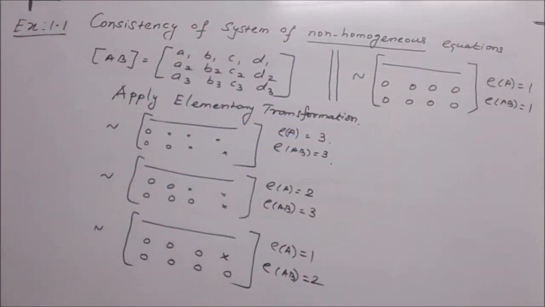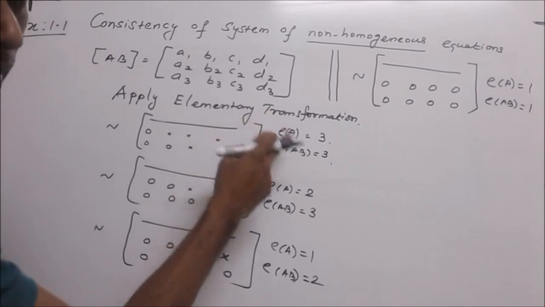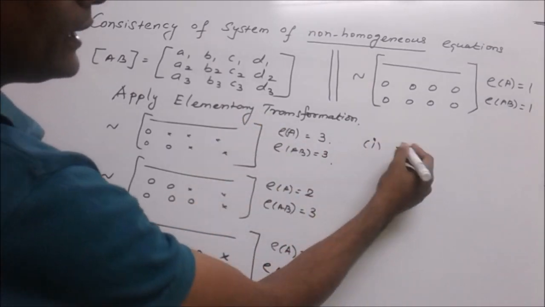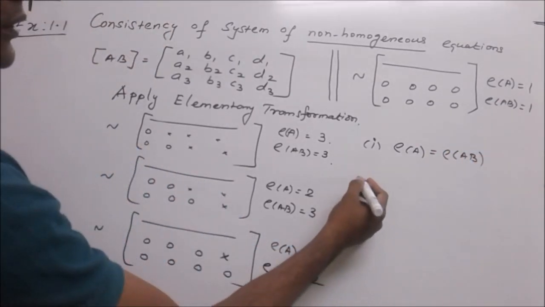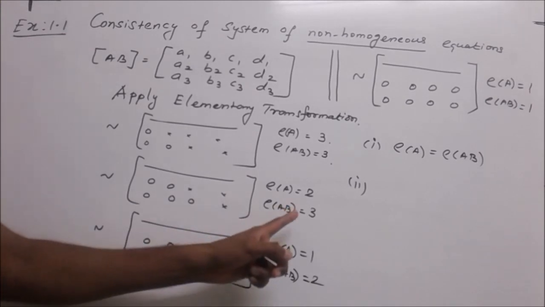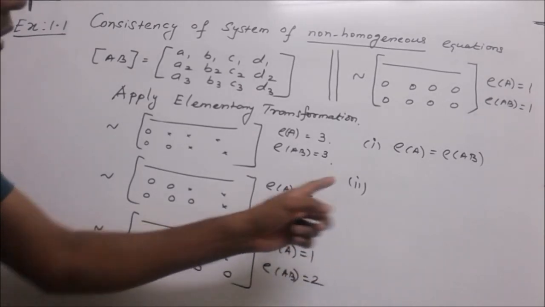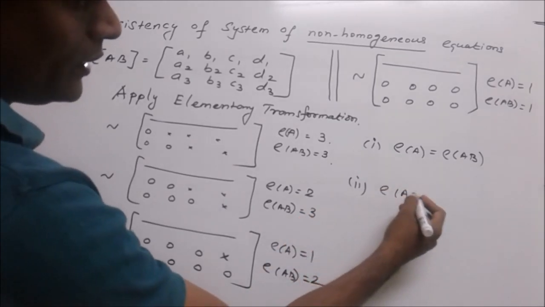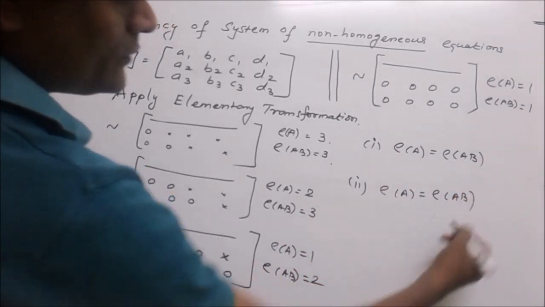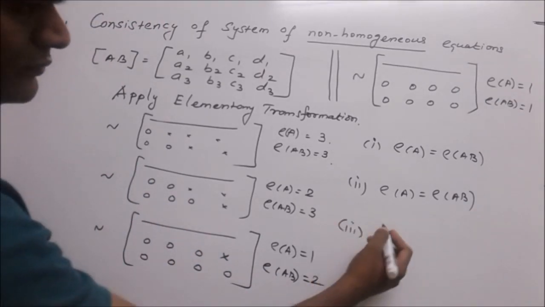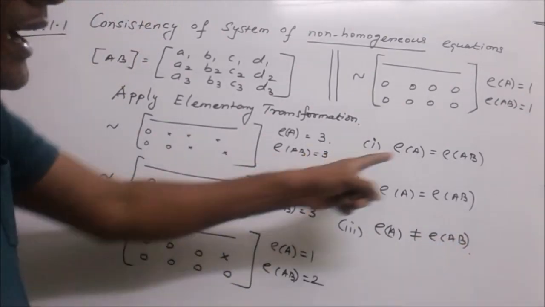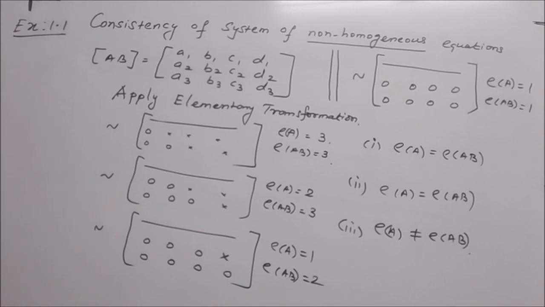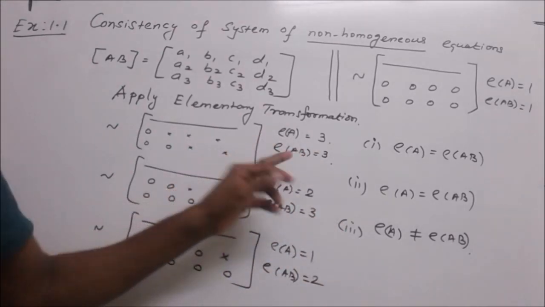Here we have 3 typical cases. The first one is rank of A equal to rank of AB. Case 1, rank of A equal to rank of AB. Case 2, rank of A equal to rank of AB. And case 3, rank of A is not equal to rank of AB. I have written it twice here for a purpose. Look at the first equivalent matrix.